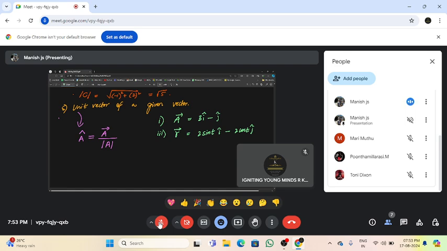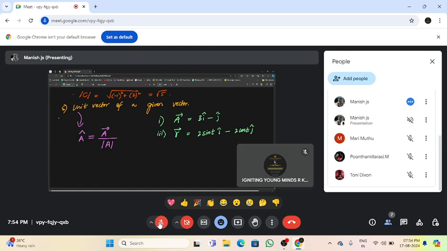For the given r, you can calculate A cap, substitute, simplify, and get back with the answer. What do you need to write in the numerator, and what in the denominator? What is A cap? You can do it along with me. In the numerator, it's vector A, right? So vector A upon modulus of vector A.